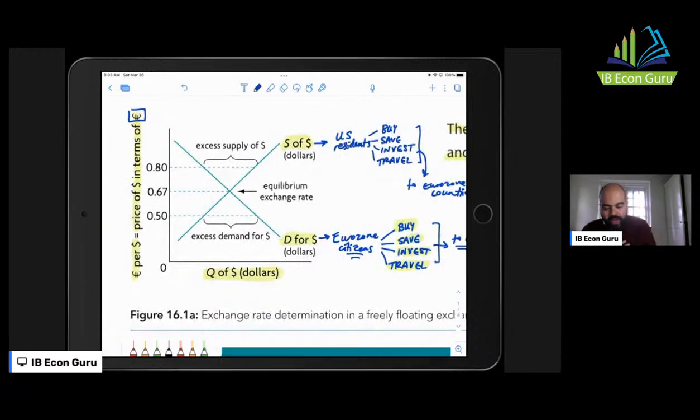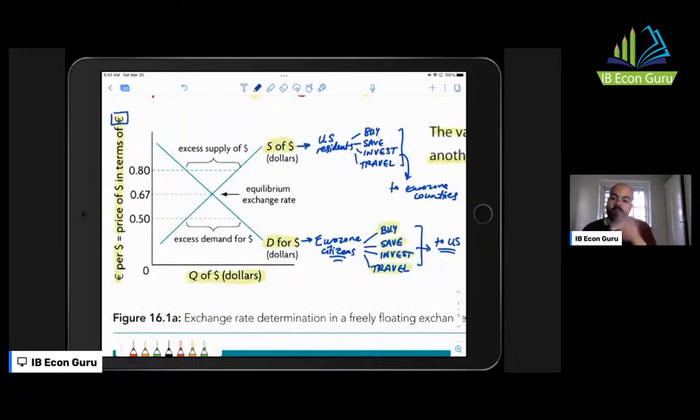Now, why am I talking about Eurozone here? Because I am looking at the exchange rate of the dollar versus the euro. So remember, the demand for a currency comes from foreigners who wish to buy, save, travel, or invest. So the demand for the Egyptian pound comes from foreigners who want to buy Egyptian goods or services, save in Egyptian banks, invest in Egyptian financial markets, or travel to Egypt. While the supply of the Egyptian pound comes from Egyptians who wish to buy goods and services from overseas, travel overseas for tourism, education, or business, save or invest in overseas financial markets. This key distinction is very important.